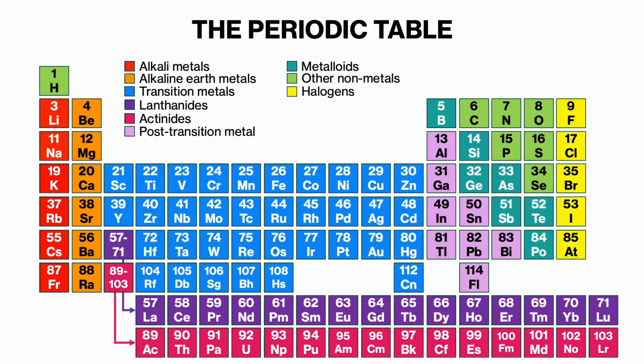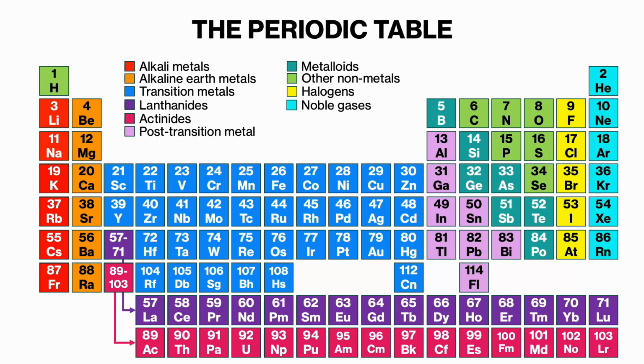Then the halogens come. The halogens, also known as group 17, are the only group to contain all three principal states of matter at room temperature. Fluorine and chlorine are in the gaseous form, bromine is in the liquid form, and iodine and astatine are in the solid form. And all of these are non-metals.